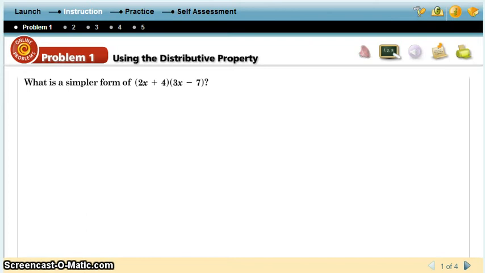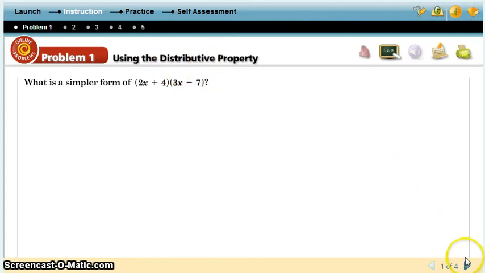Previously, we were multiplying polynomials by a monomial. So we're going to take that one step further, and we're going to start multiplying binomials times another binomial. And we can actually set this up and solve it very similar to what you were doing with the monomials and the polynomials, and that is using the distributive property.